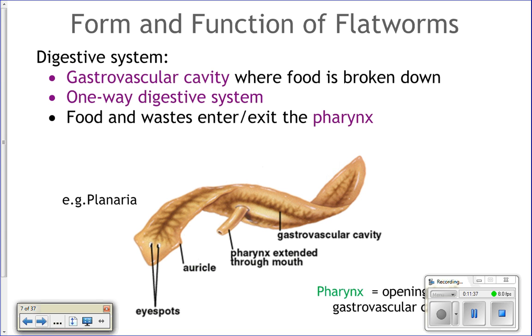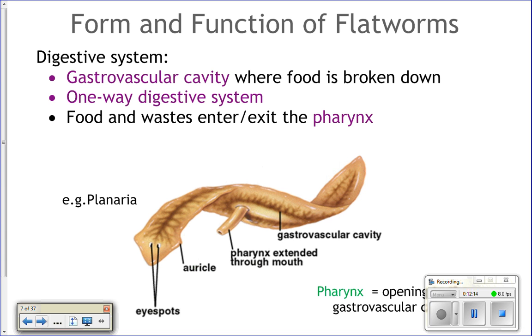So we're now going to look at planarians as our model flatworm and look at how they carry out the different functions of an animal. So how do they feed? How do they move? How do they reproduce? So in a flatworm, they have a gastrovascular cavity. They've got a mouth where food will enter into the gastrovascular cavity, and then digestion happens in that gastrovascular cavity, and any waste products exit back out the mouth.